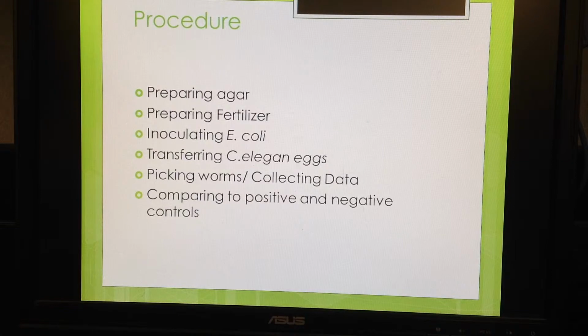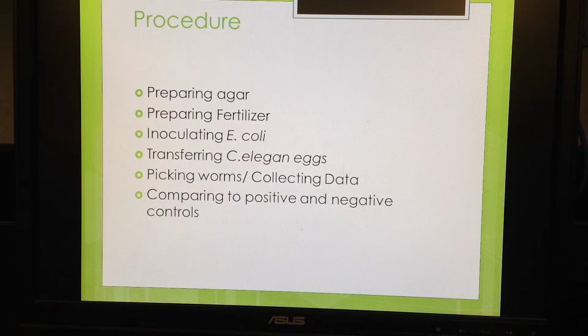The first step in our procedure was creating enough agar to pour the appropriate amount of plates to last us the entire experiment. The following step in our experiment was to calculate the levels and concentrations of fertilizer to be added into the agar. We used the recommended 2 times and 3 times the recommended amount for our concentrations. We also cultured E. coli to inoculate the plates with the day after. We allowed the plates to grow overnight, then transferred a single C. elegans egg from an unused plate onto the new test plate.